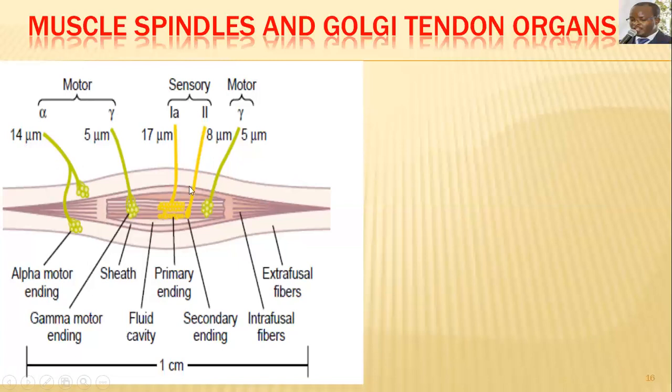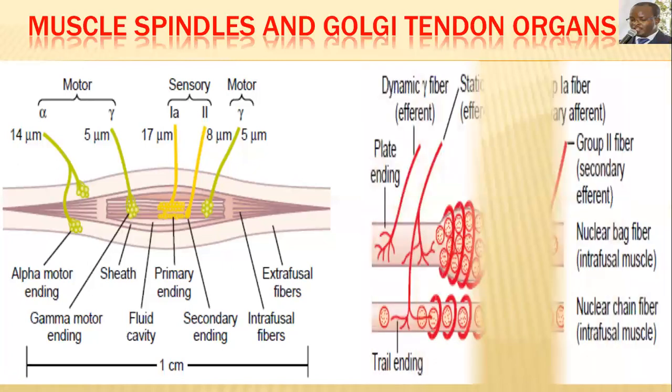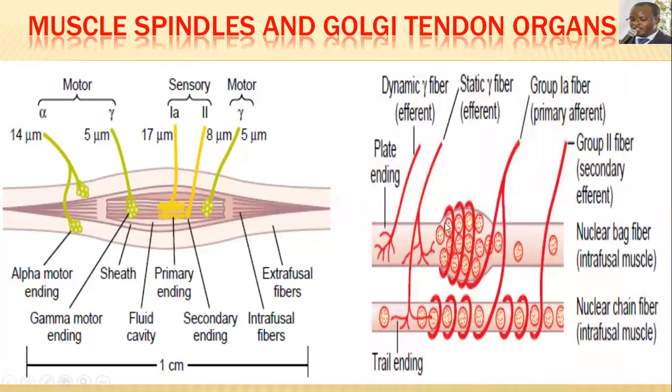In these intrafusal fibers, you have two different types of sensory part of the intrafusal: the nuclear bag and the nuclear chain. The nuclear bag intrafusal muscle fibers contain like a bag with a lot of nuclei in them. That's why they're called nuclear bag intrafusal fibers. Then we also have a nuclear chain, whereby you have a chain of nuclei within the muscle fiber. So this is what I'm talking about.